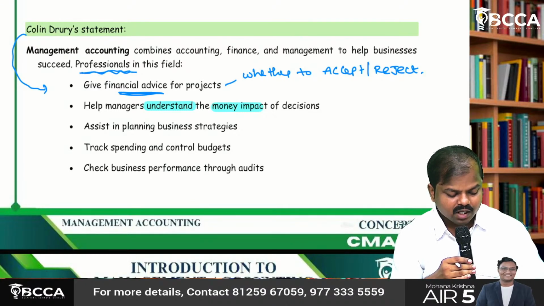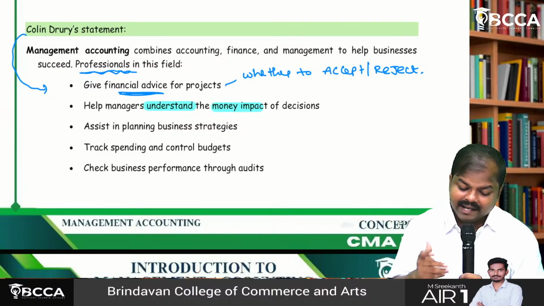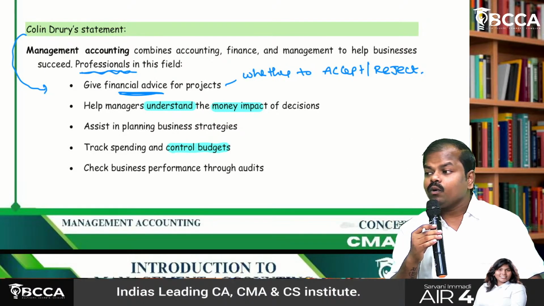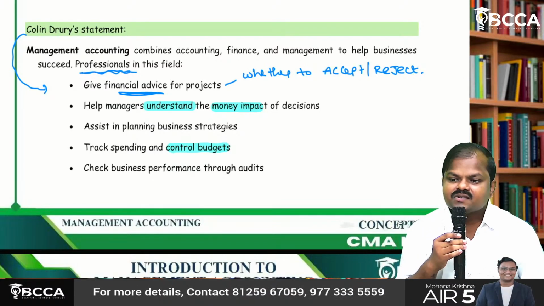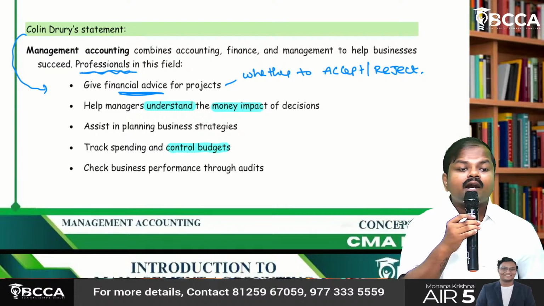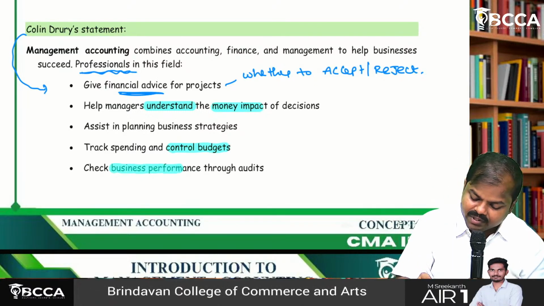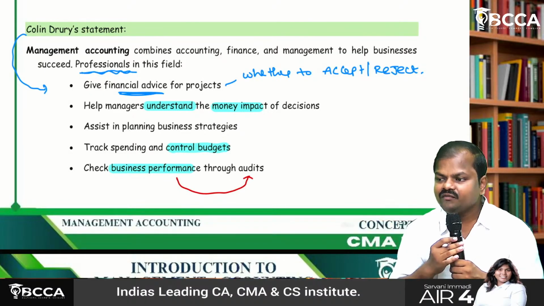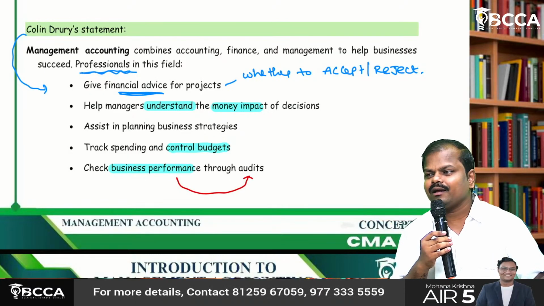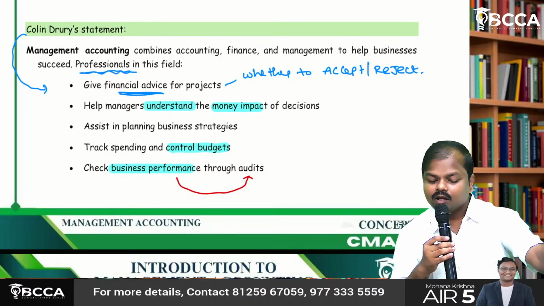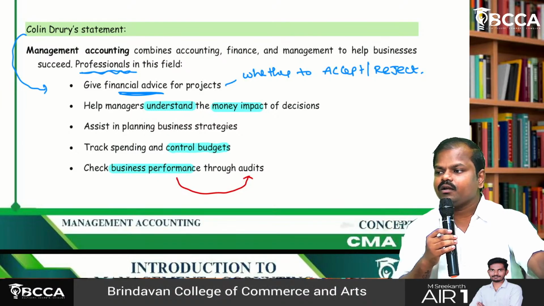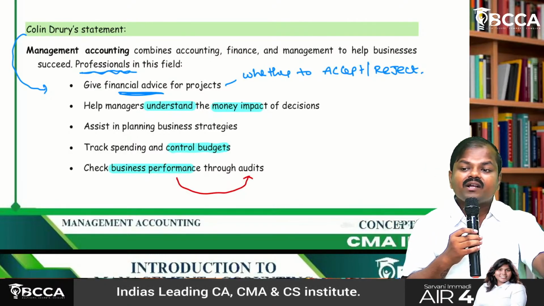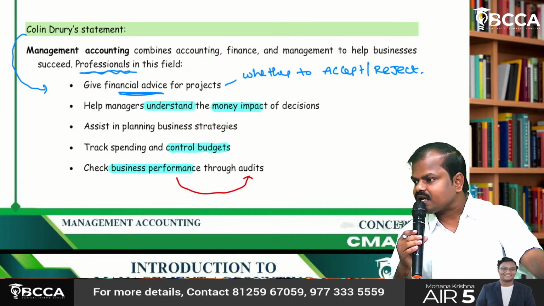Next, track spending and control the budgets. If you track the spending, you can know what is an unnecessary expense and what is a necessary expense. Next, check the business performance through audit. If audit is done effectively, not by the usual auditors, I am telling audit practically, and if audit is done practically and perfectly, every weakness of the organization can be identified. Such weakness can be overcome by the management accountant.